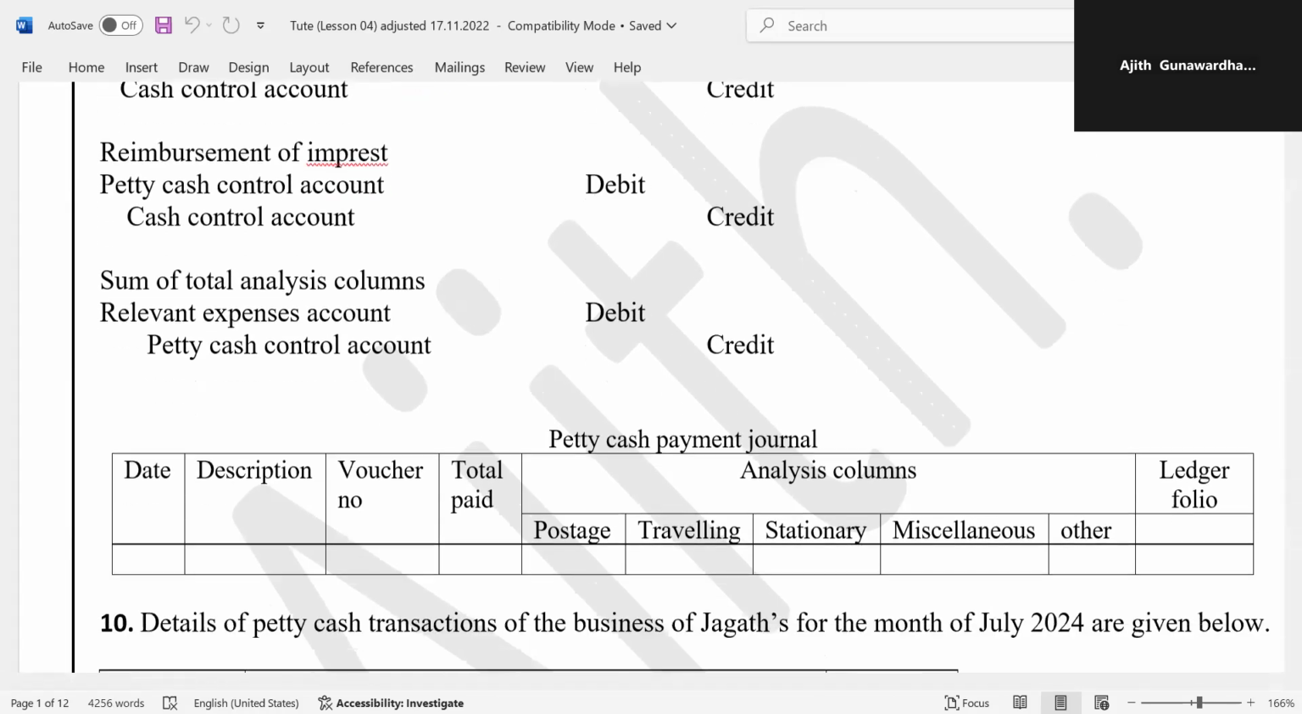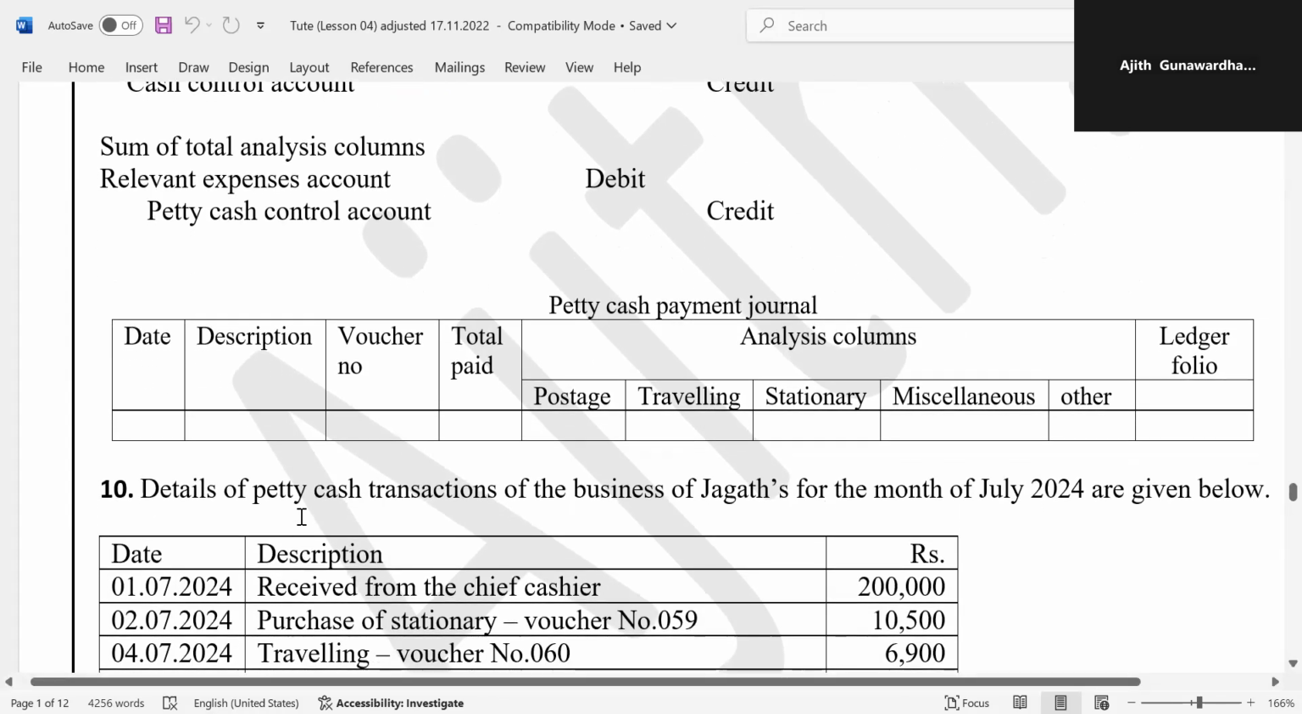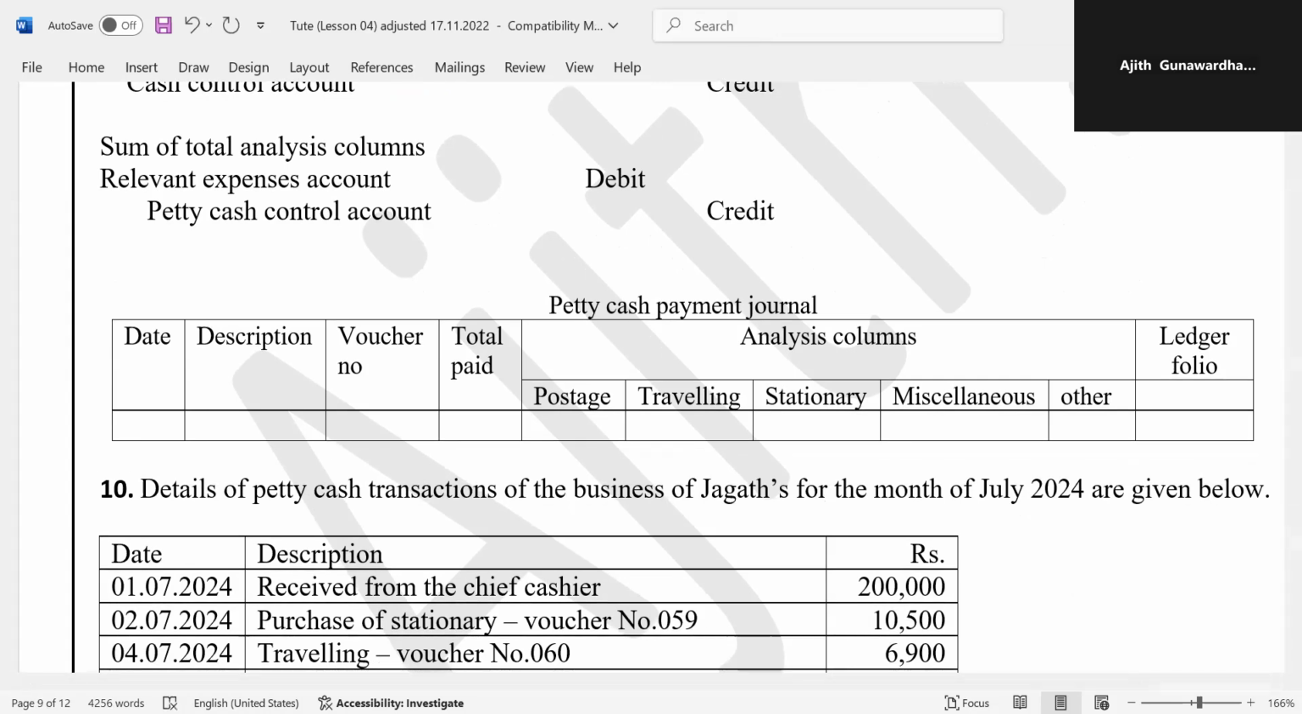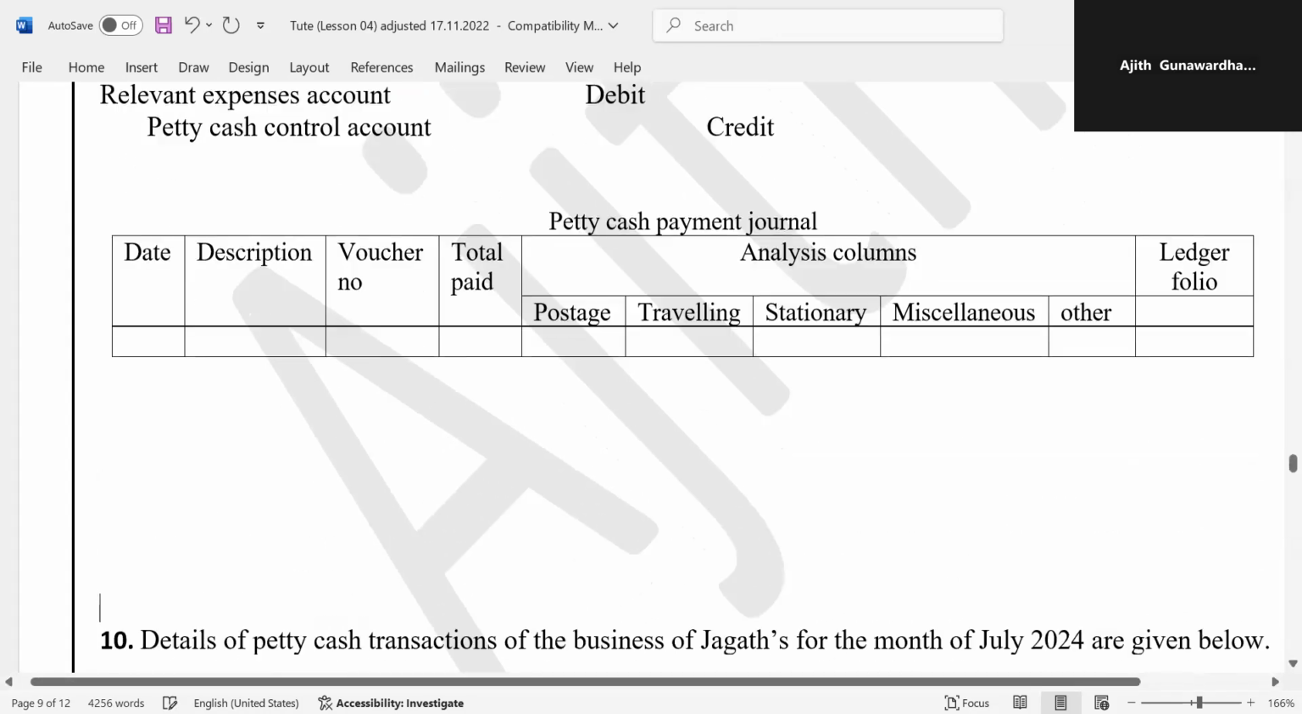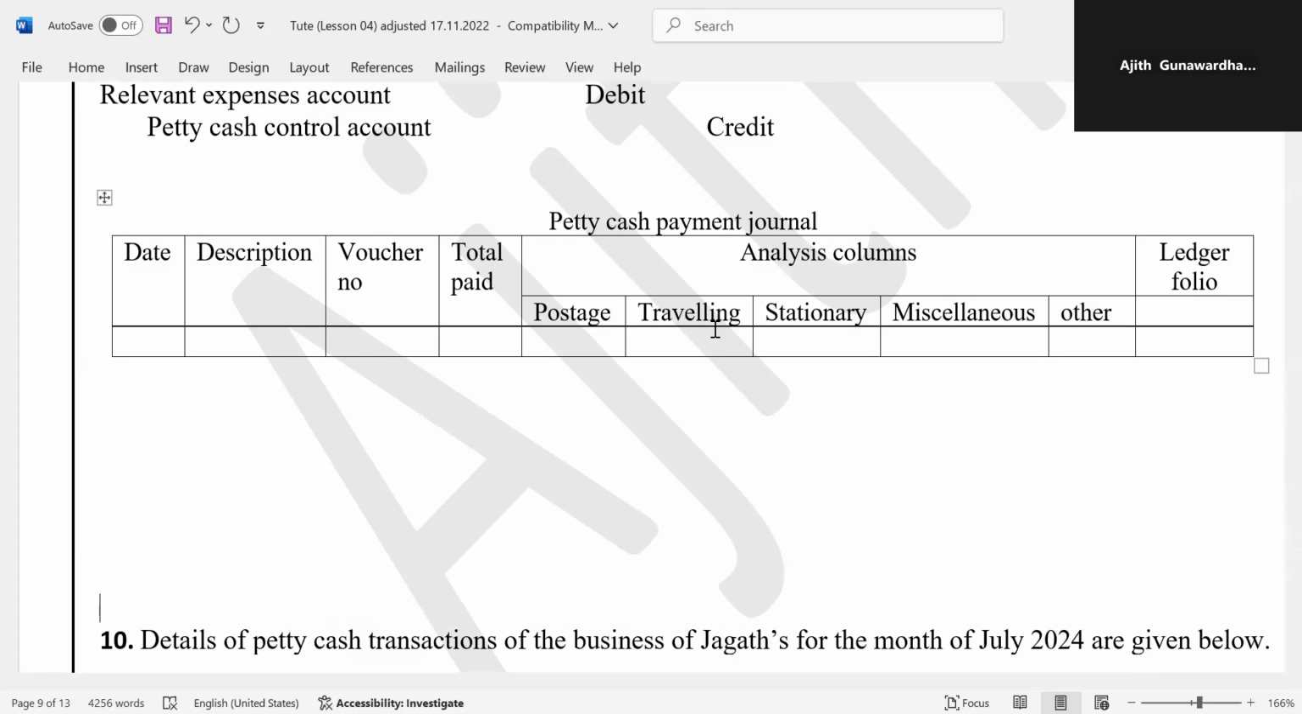Therefore, there is a separate column for date, and for description, as well as voucher number and total paid. Then total paid should be analyzed as postage, traveling, stationery, miscellaneous, and other. Then the ledger folio is not necessary, but this is the format. A small amount of expense paid in cash should be recorded, and the relevant source document is the petty cash payment voucher.